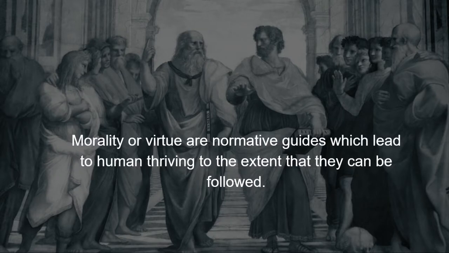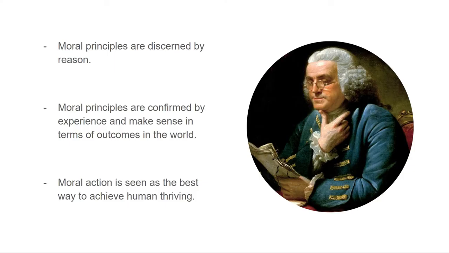So the next category or tradition, which has some overlap with the first, is the idea of virtue morality, where we focus more on the idea that virtue can be seen as a normative guide to promote human thriving to the extent that it can be followed. The image here is from the School of Athens, Plato and Aristotle. What does this tradition break down to suggest?